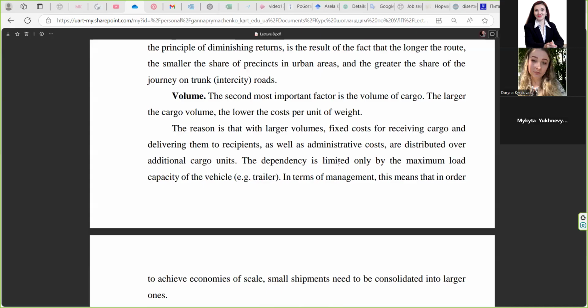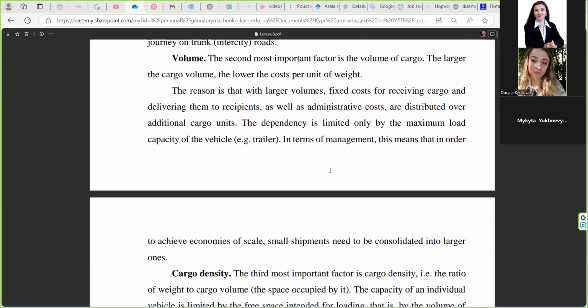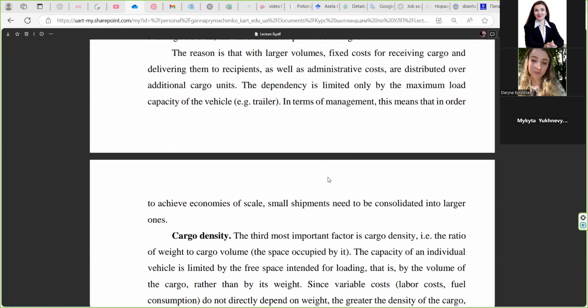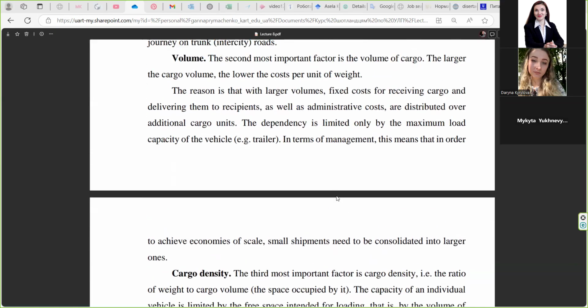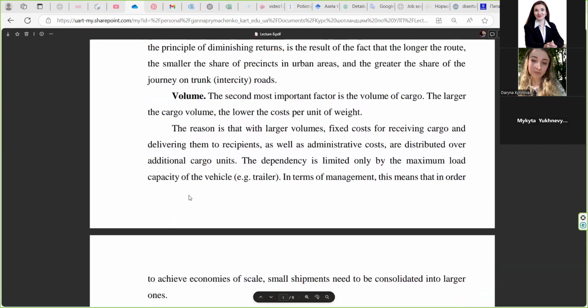In terms of management, this means that in order to achieve economies of scale, small shipments need to be consolidated into larger ones. But sometimes some owners of cargo don't want to consolidate their goods with other goods, and sometimes it could be dangerous, or not very good for safety. So sometimes it is not possible.